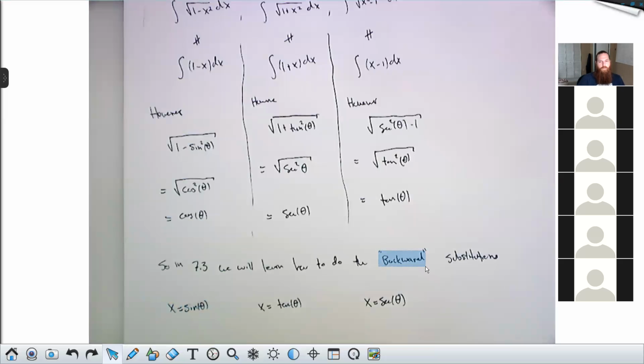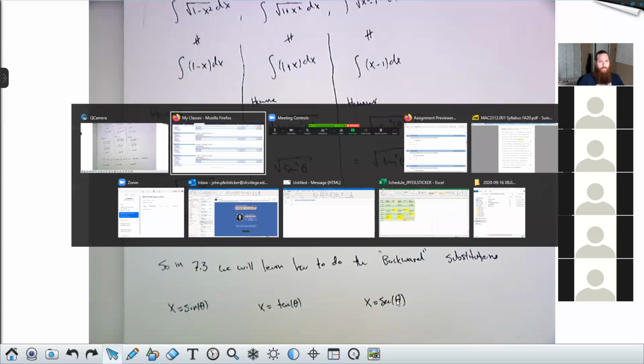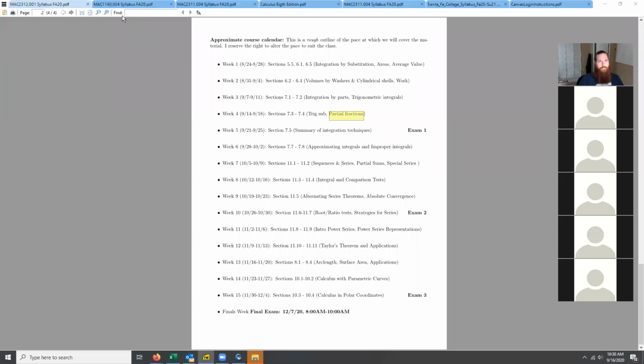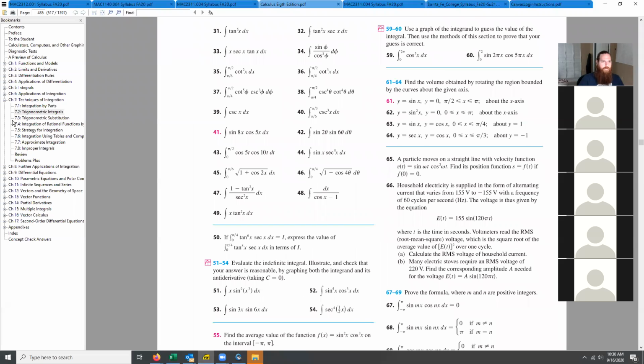So these are called kind of backwards substitutions, and I would like you guys to first finish the 7.2 homework, of course, but then read section 7.3. If you don't get that done, read section 7.3.